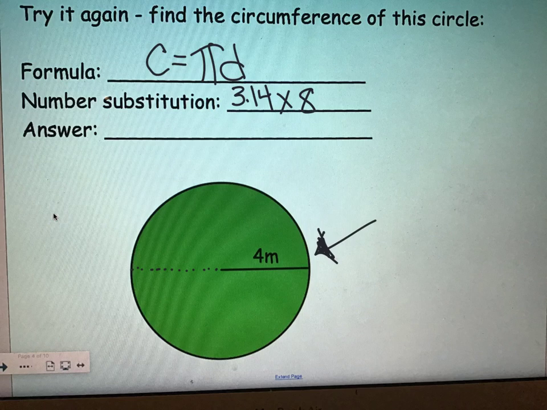Hopefully you guys got an answer of 25.12. Let's see if that's reasonable. If all the way across is 8, and pi is really close to 3, 8 times 3 alone is 24. Do you see how your answer is close to 24? It's actually 25. All right, and then what do we label it? Well, it's measured in meters here, so circumference is just literally meters going around.